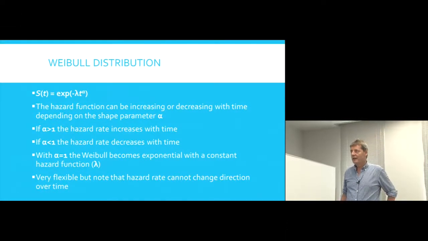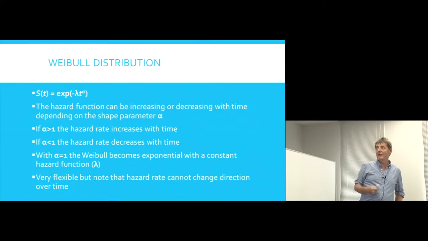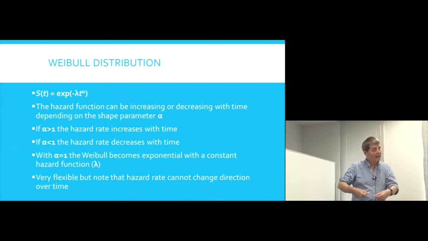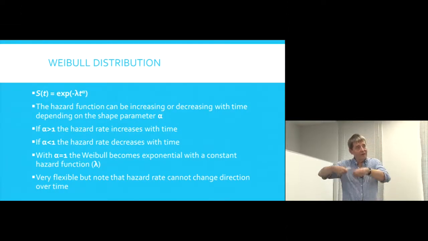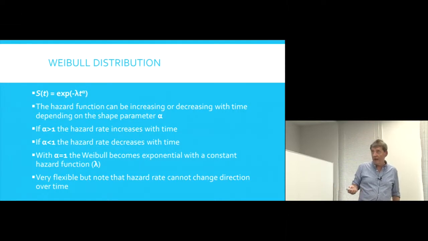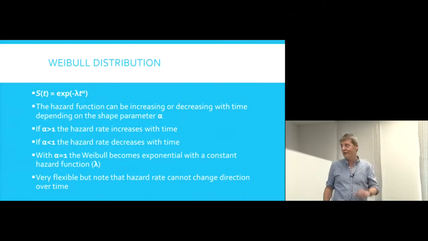So the hazard function with the Weibull can be increasing or decreasing with time, depending on this parameter alpha. If alpha is greater than 1, the hazard rate increases with time. In other words, the proportion of the group who are dying is rising in succeeding time periods. If alpha is less than 1, the hazard rate is decreasing with time. And if alpha equals 1, the Weibull becomes an exponential model. It's a constant hazard ratio.